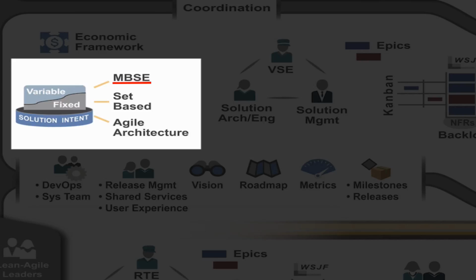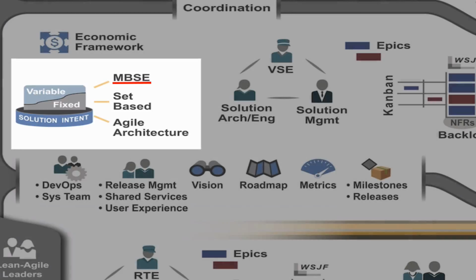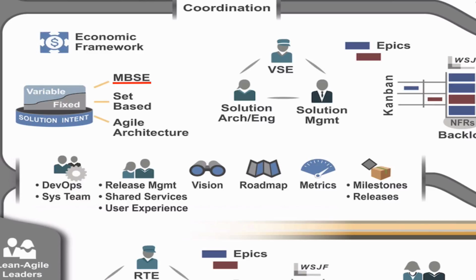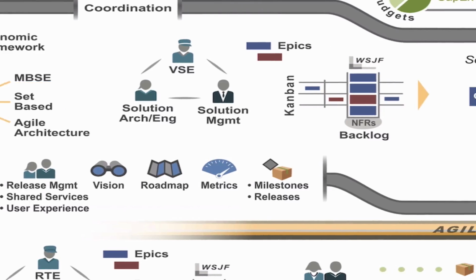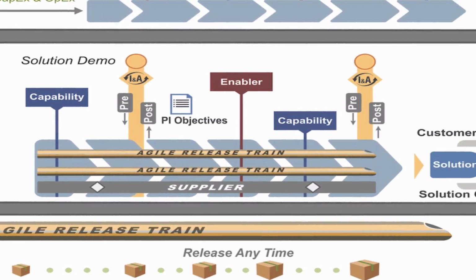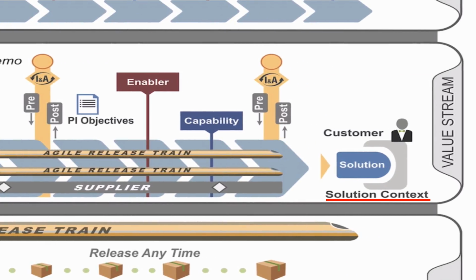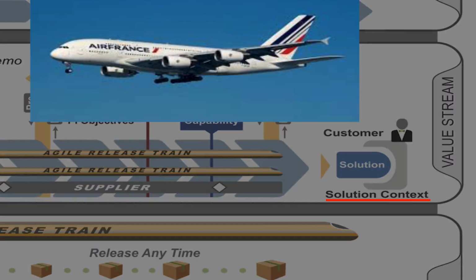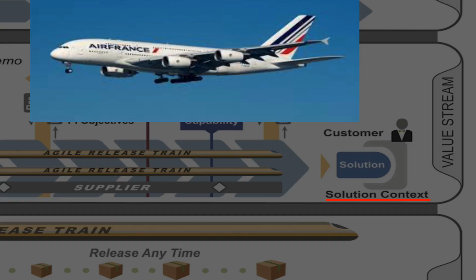Using Model-Based Systems Engineering, or MBSE, developers are free to conduct early experiments through proofs of concept, simulations, and prototypes before deciding on the most suitable technology choices. This practice is especially useful when simulating the environment where the solution will be running, known as a solution context. In our example, the solution context is a multi-million-dollar Airbus A380. And since we don't have one of these in our labs, we must simulate this environment using models and prototypes.